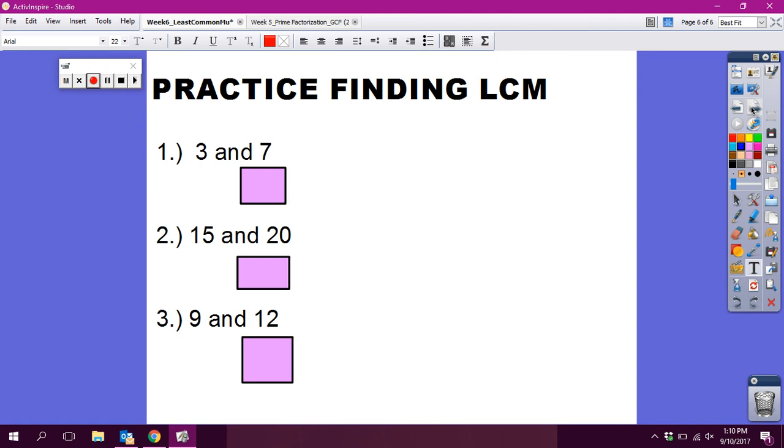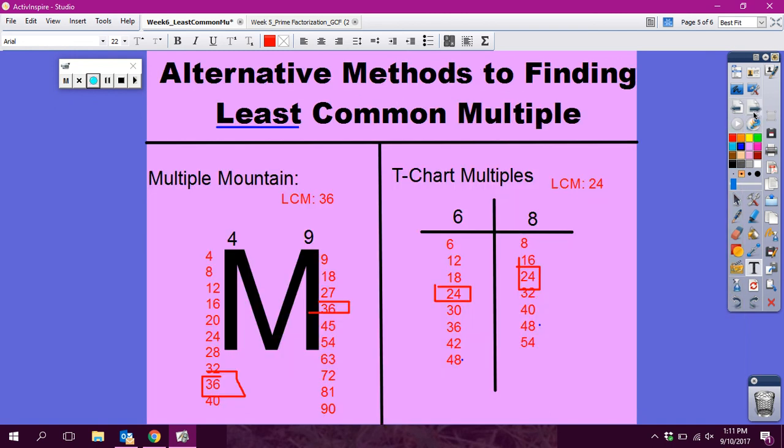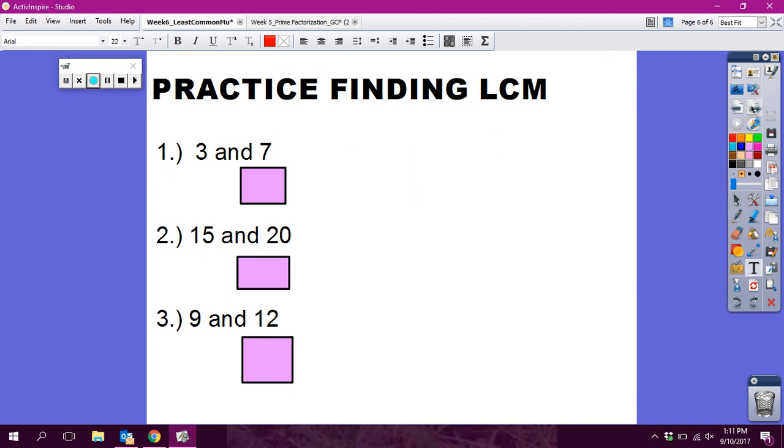Okay, on the next page you're going to get practice. So here are some practice problems. You may use whichever method you find most helpful, whether that be the Venn diagrams that we used back here, okay, or whether that be using multiple mountain or a T-chart. That is up to you. Remember, you can look back at this video at any time to review what we've done or get a refresher on how to do the steps. So pause the video now, and I want you to actually find the least common multiple of these three numbers. So pause it now.